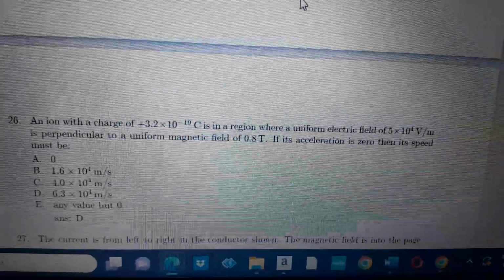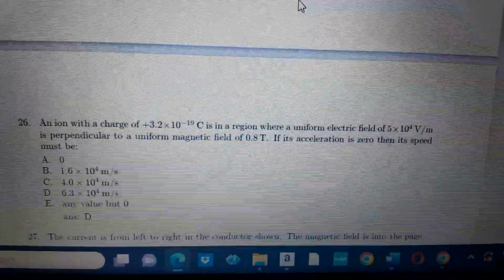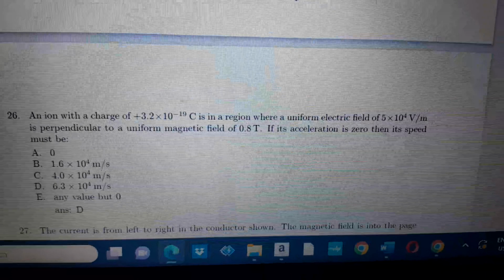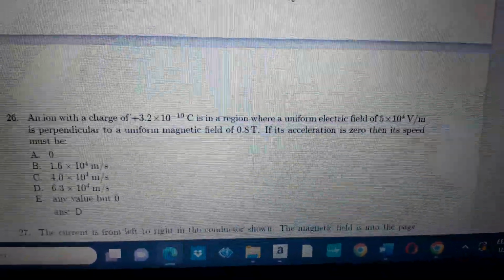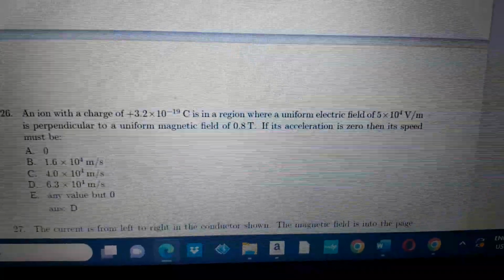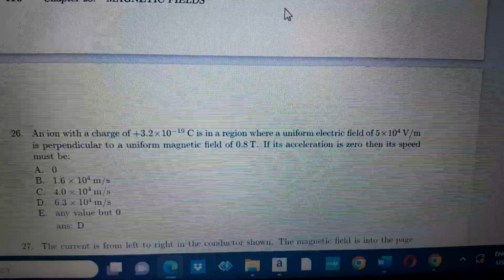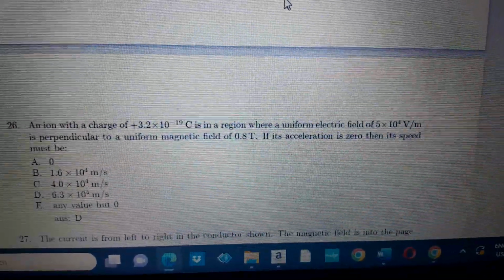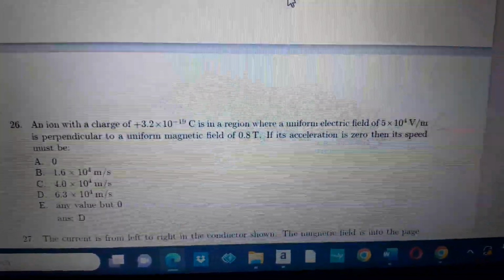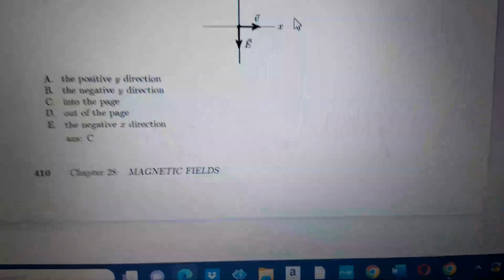An ion with a charge of 3.2 times 10 to the power of negative 19 coulombs is in a region where a uniform electric field of 5 times 10 to the power of 4 volts per meter is perpendicular to a uniform magnetic field of 0.8 tesla. If its acceleration is 0, then its speed is what? It is 6.3 times 10 to the power 4, same as that one.